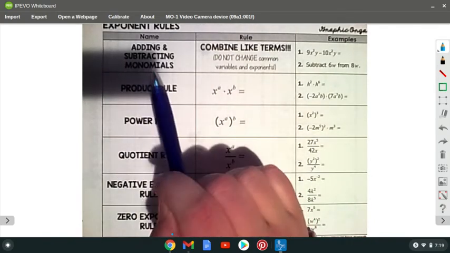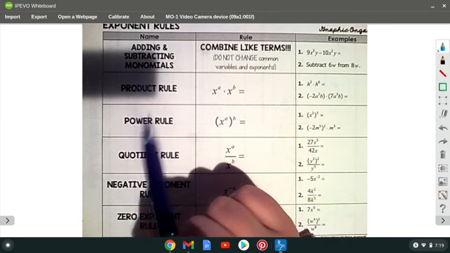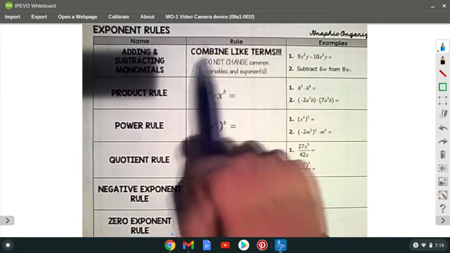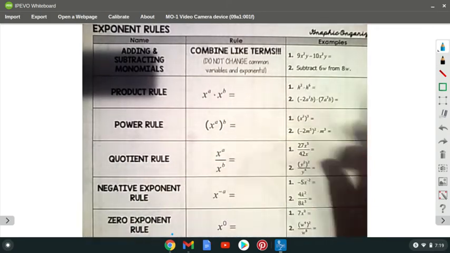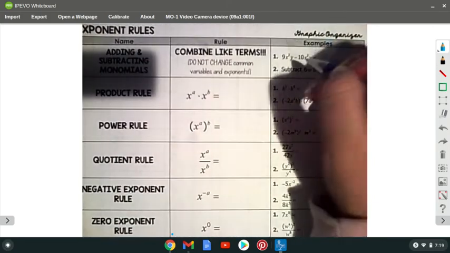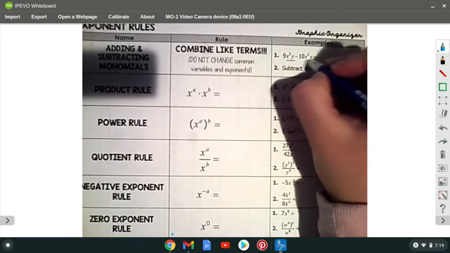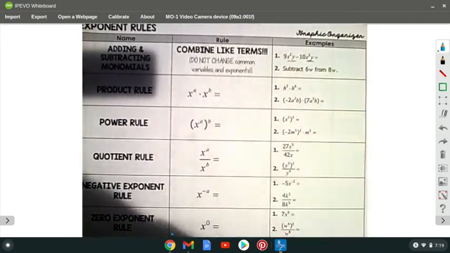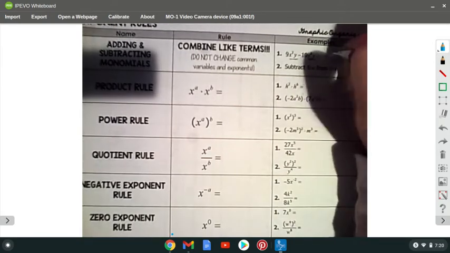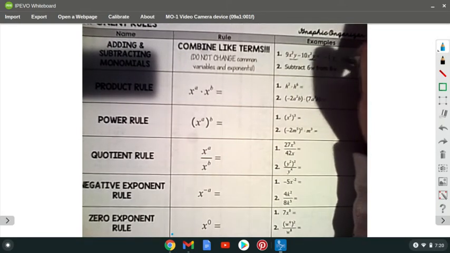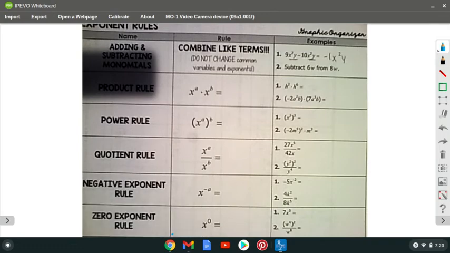So the class before that we talked about adding and subtracting polynomials. We have to combine their like terms. Do not change their common variables and exponents. So right here I have the common variables x squared y. I'm going to subtract just the coefficients because these are like terms. So 9 minus 10 gives me -1. Those exponents and variables are going to stay the same.